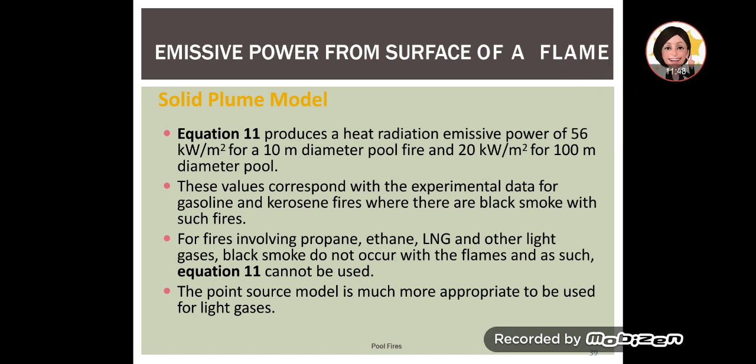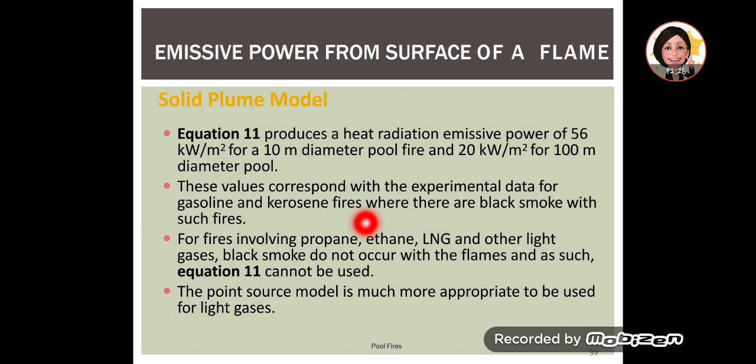When we use equation 11 for gasoline and kerosene fires in an experiment where there is black smoke, equation 11 produces a heat radiation emissive power of 56 kilowatts per meter squared for a 10 meter diameter pool fire. And when the diameter of the pool becomes 10 times bigger, there is a decrease in the heat radiation. Okay, so it is a direct function of the diameter of the pool.